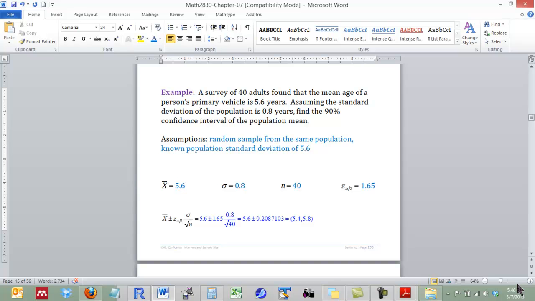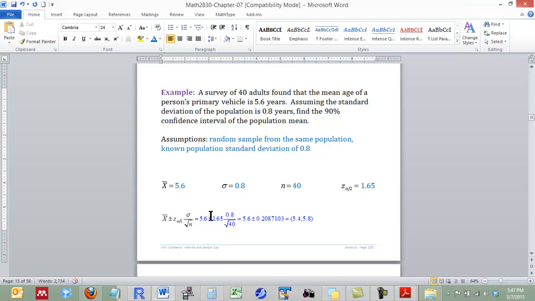And calculation-wise, your sample mean was 5.6, a mean of 40 observations. Sigma was 0.8. Oh, that right there is a mistake. So this is 0.8 for our standard deviation. N was 40, and since it's a 90% confidence interval, we found earlier that our value for Z would be 1.65. So when you stick all that together, we have our sample mean plus or minus my Z times my sigma divided by the square root of 40.